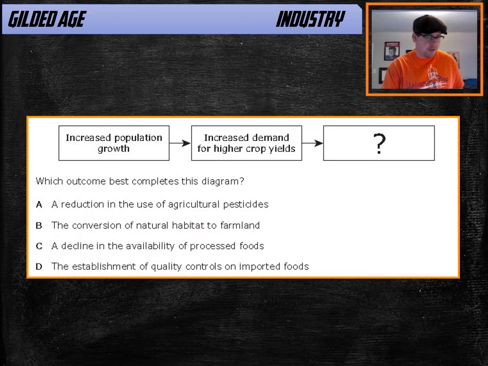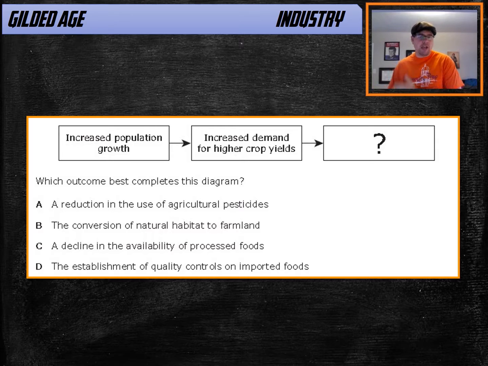Speaking of, which outcome best completes this diagram? Increased population growth causes an increased demand for higher crop yields. Causes what? Now you're sitting there going, I don't know much about farming. What is a higher crop yield? Sometimes it's best to just focus on the adjective. You might not know what a crop yield is, but higher means more. More crops. Okay. More people led to more crops led to what? If you look at this, the answer is B, the conversion of natural habitat to farmland.